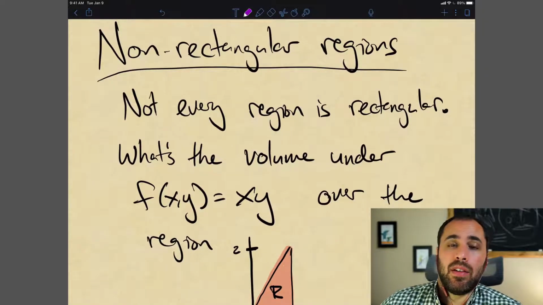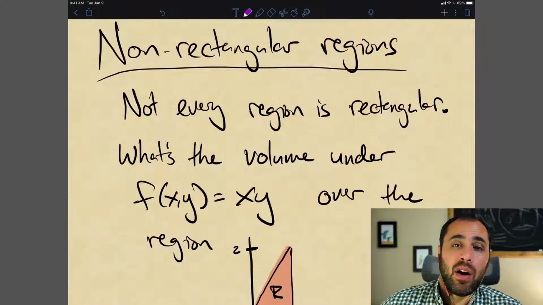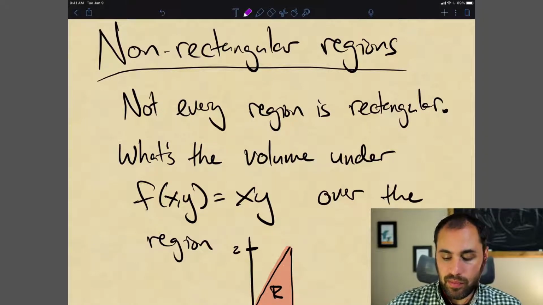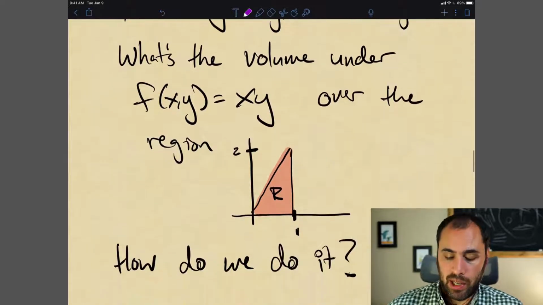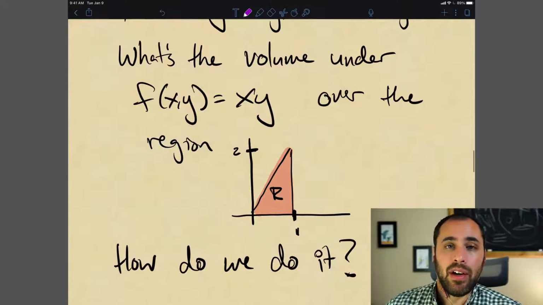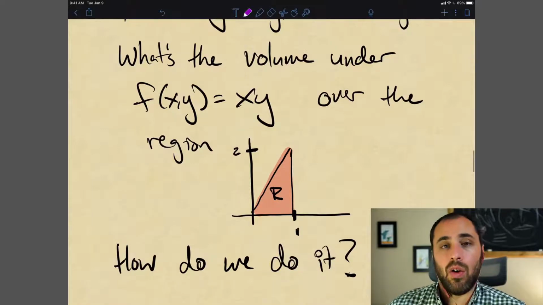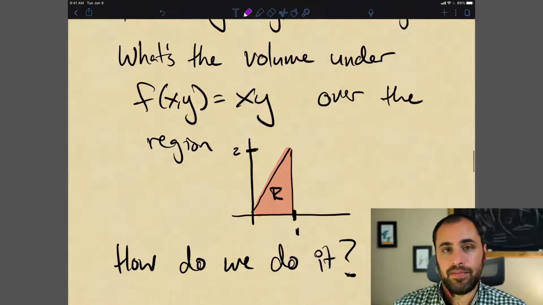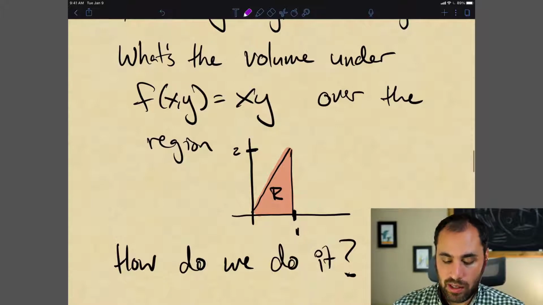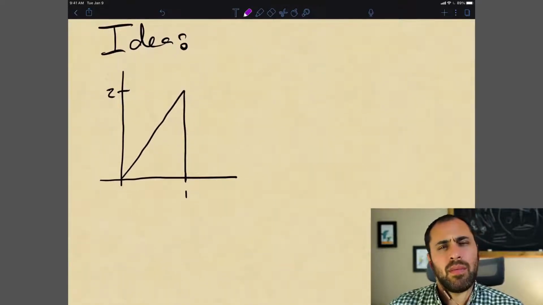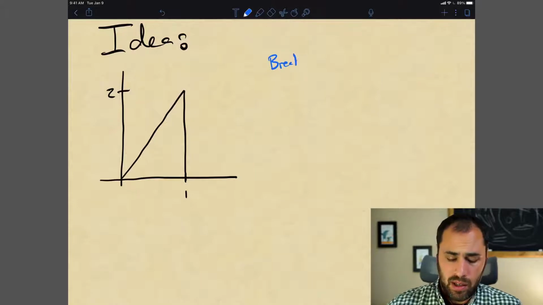We'll move on to treat the case where our region R is not a rectangle. So not every region will be rectangular. For example, we might ask the question, what's the area under the surface z equals xy over this triangular region R? So how can we do that? The idea is sort of the same. I will build on some of the work that we've done already.